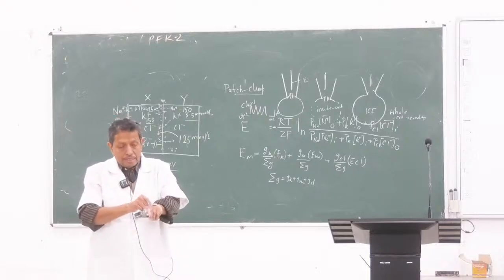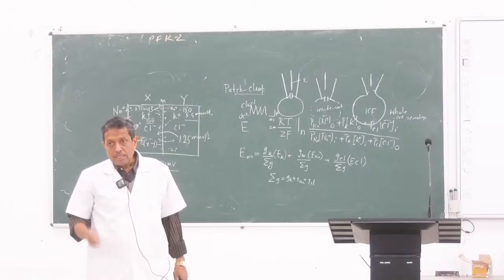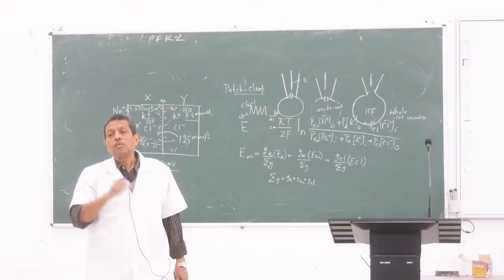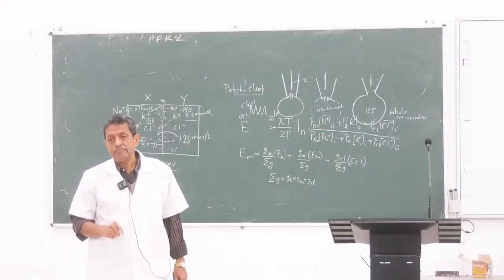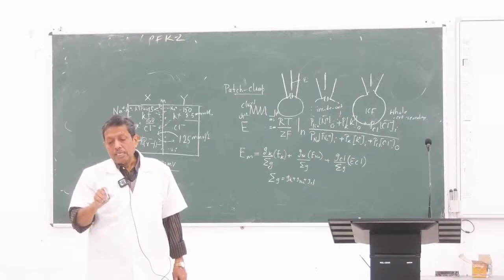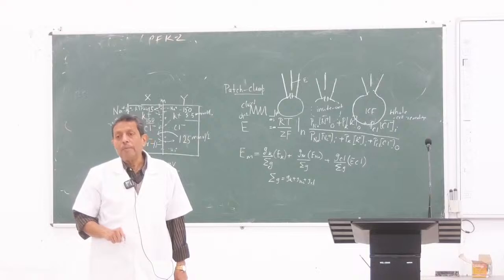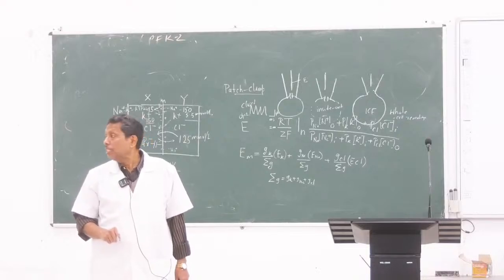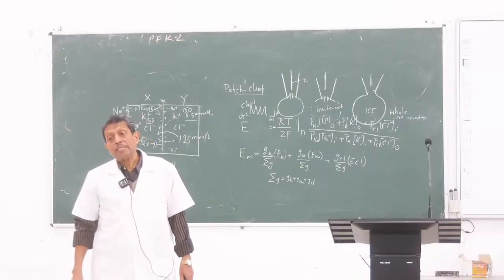Sodium channels are voltage gated channels. They open and then quickly become inactivated. Potassium channels open and stay open for a considerable time. So their behavior is also different, and that has been known by the patch clamp technique.